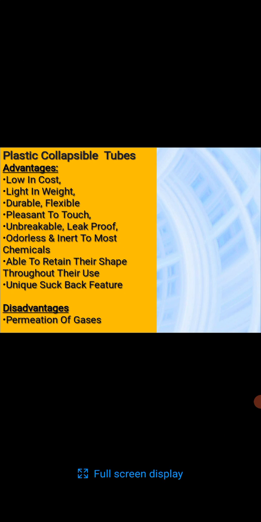Plastic collapsible tubes, their advantages: characterized by low cost, light weight, durable, flexible, pleasant to touch, unbreakable, leak proof, odorless and inert to most chemicals, able to retain their shape throughout their use, and a unique suck-back feature. And the disadvantage: permeation of gases.